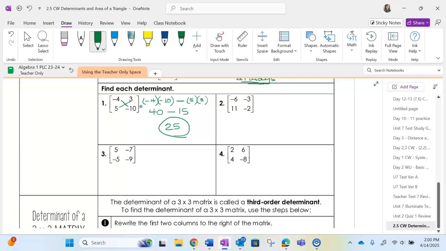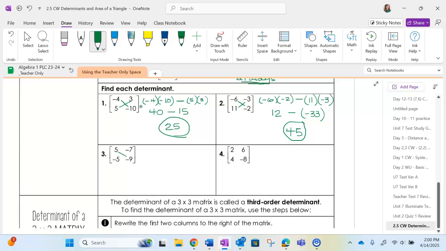Let's do it again. -6 times -2. Minus is always there. Then the other two, 11 times -3. So it's 12 minus -33, which is 12 plus 33, which is 45. Do not forget that minus is always there.